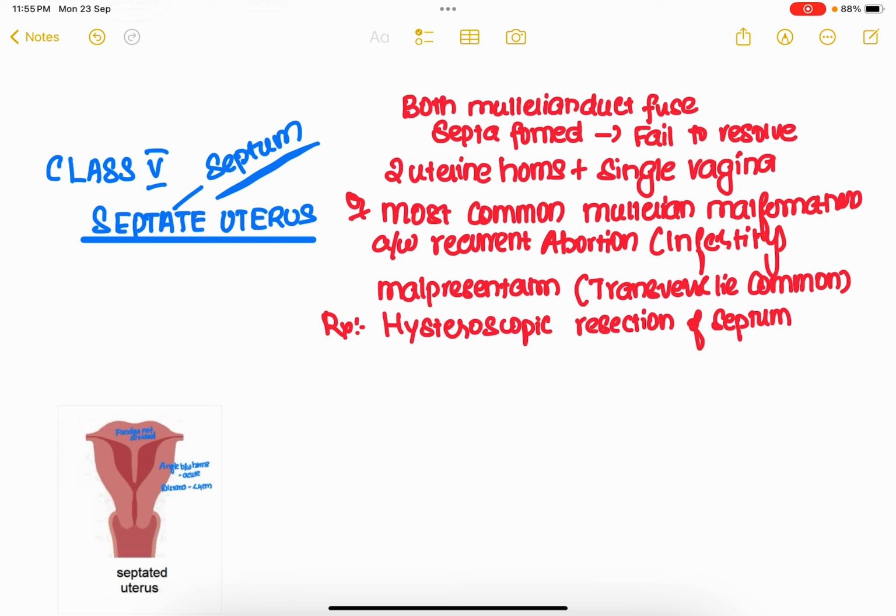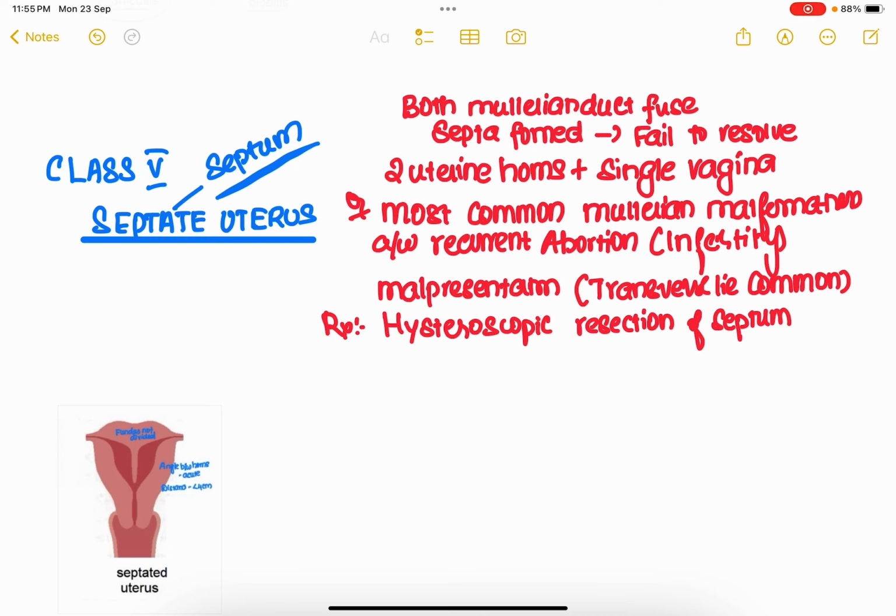Is that clear? Because of the presence of this septa, which is going to cause problems with the developing fetus, it is going to result in the most common complaint of recurrent abortion. Because of the septa in the uterine cavity, the most common complaint with which a patient with septate uterus comes is recurrent abortion. Recurrent abortion and infertility is the most common complaint in a patient with septate uterus.